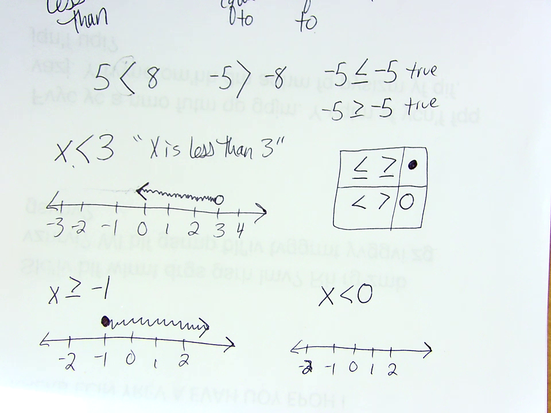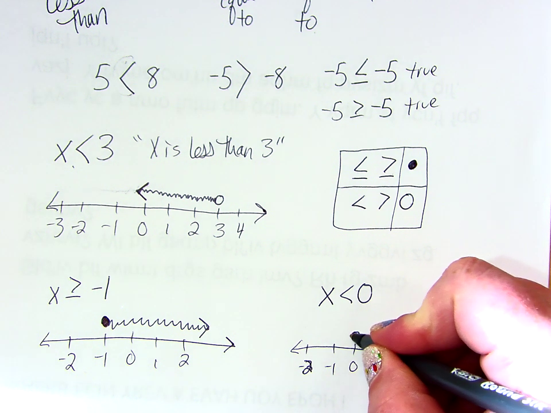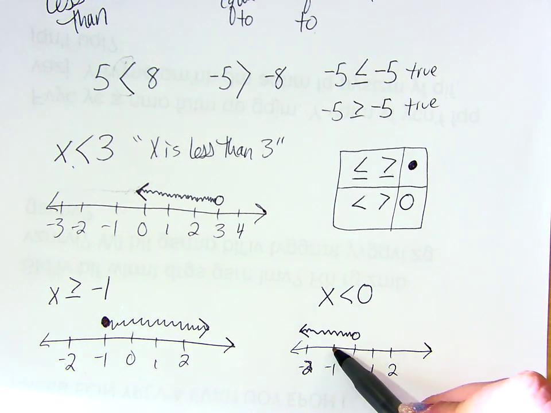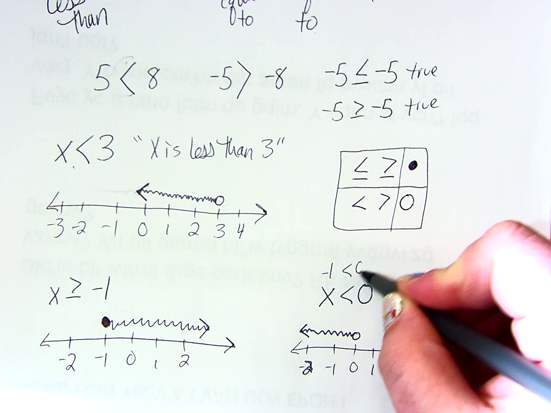Okay, everybody made a graph? Okay, what kind of a dot should I put at 0? It's open. Open, yes. Open dot at 0. And then I want all the numbers less than 0, so I should shade to the left or to the right? To the left. If you're ever not sure, just take a number that you shaded over and plug it in. Is -1 less than 0?